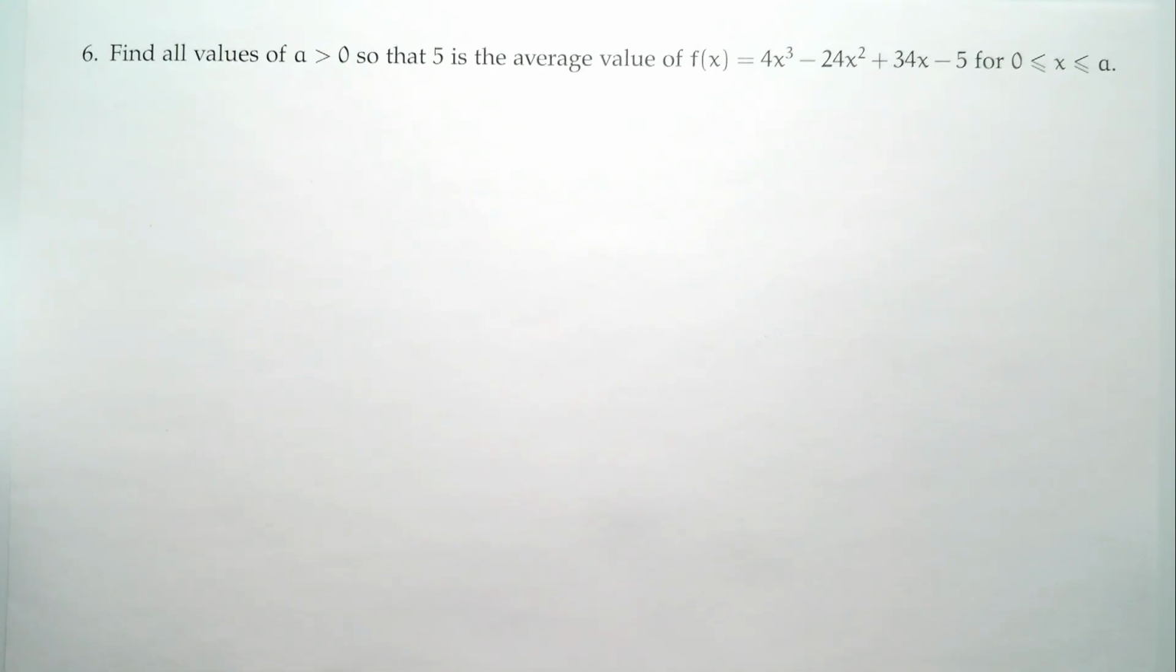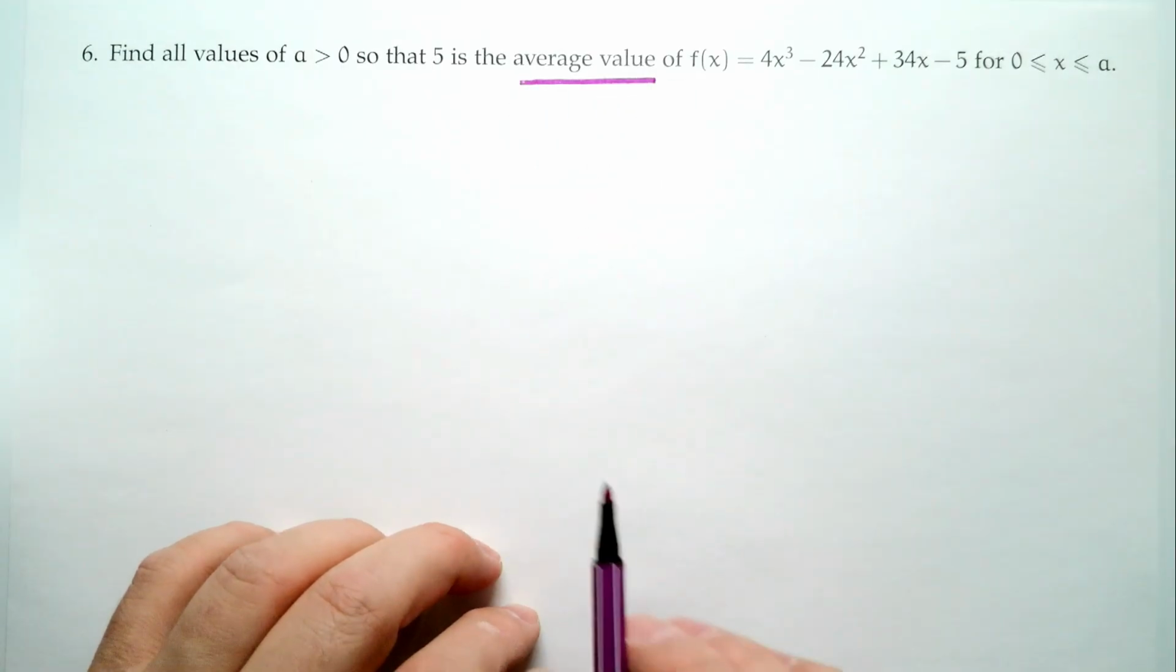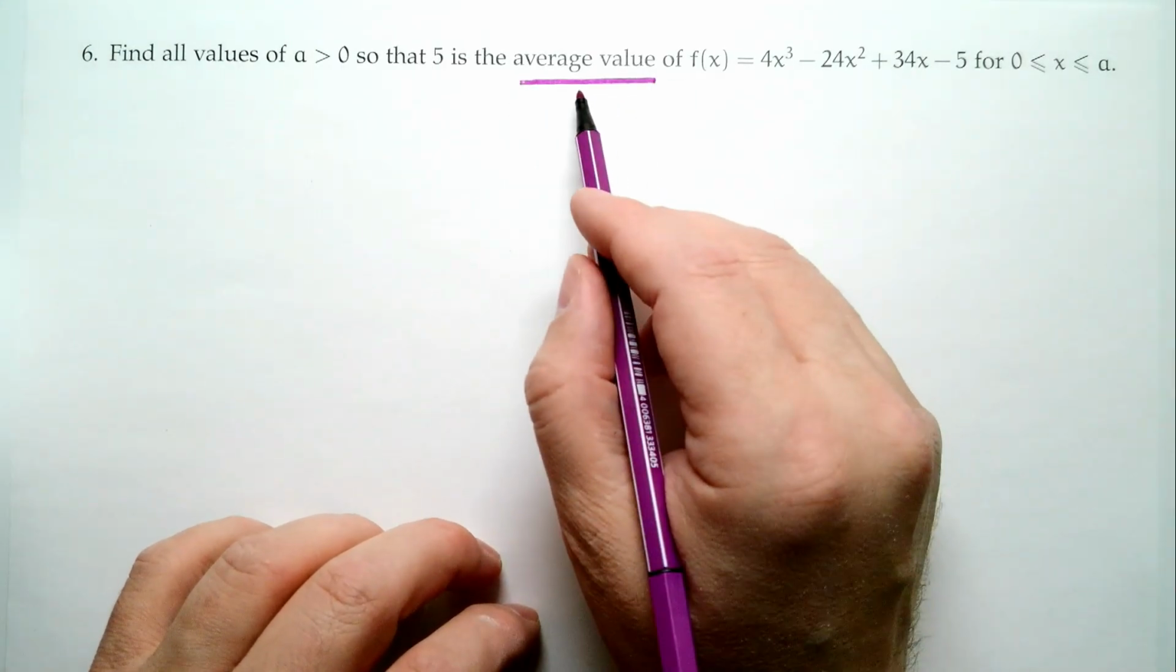Find all values of a greater than 0, so that 5 is the average value of f of x, which is 4x cubed minus 24x squared plus 34x minus 5, for 0 less than or equal to x less than or equal to a. So, average value. Now that's something we should know. What is the average value? There's a formula for that.